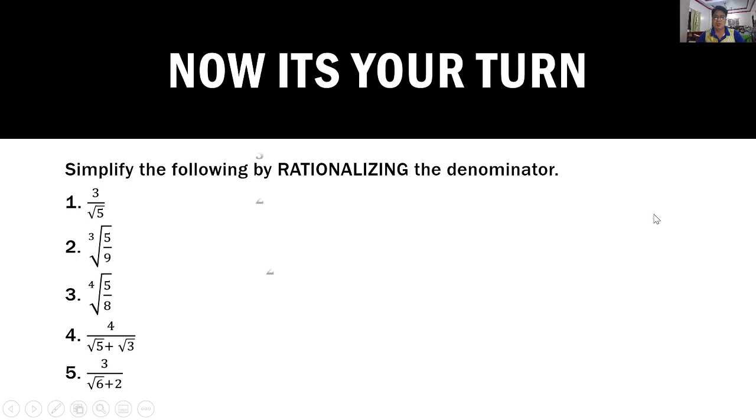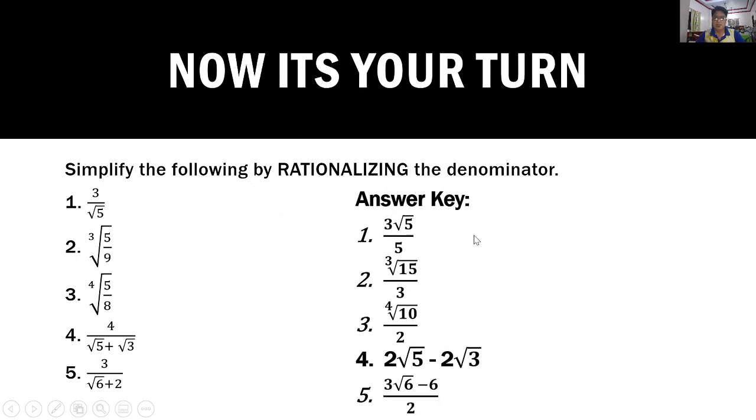The answers should be this. Number 1, you are correct if you have the answer 3 square root of 5 over 5. For number 2, you have to come up with the answer the cube root of 15 over 3. So wala tayong radical sa denominator. Number 3, the fourth root of 10 over 2. This should be your answer. Number 4, 2 square root of 5 minus 2 square root of 3. So wala tayong denominator dito sa number 4. Number 5, 3 square root of 6 minus 6 all over 2.